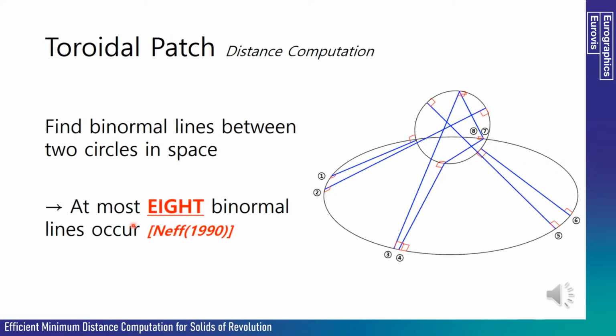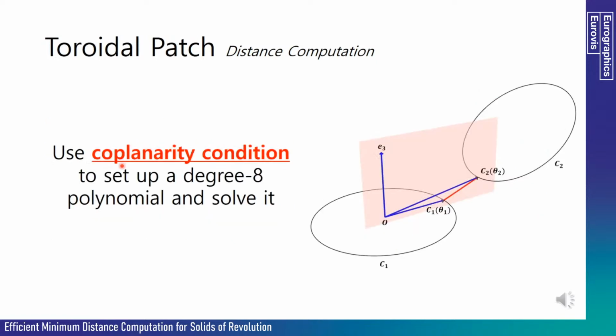Here, it is known that at most 8 binormal lines can occur. We can set up the degree 8 polynomial by using the coplanarity condition depicted in this picture. Please refer to the appendix of our paper to see the proof. Now, we can just solve the polynomial, and the roots of it lead us to binormal lines between two toroidal patches.